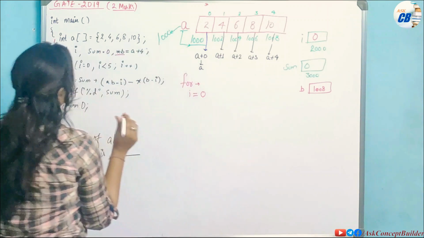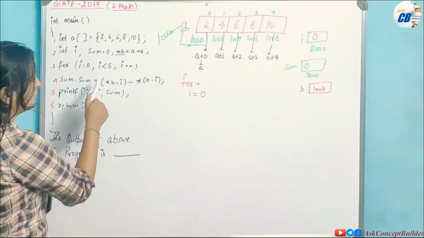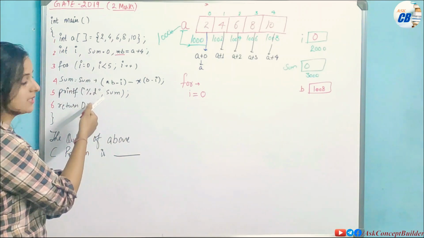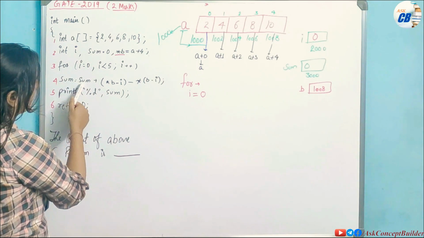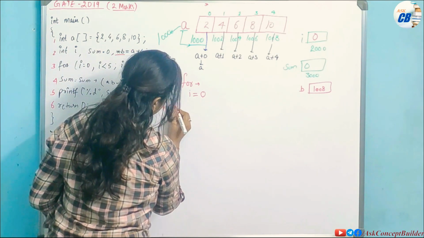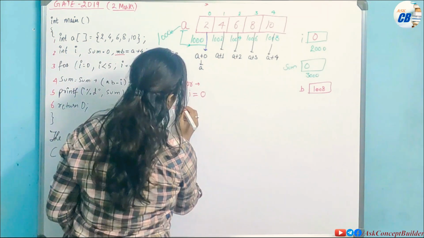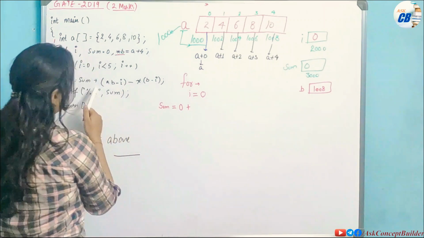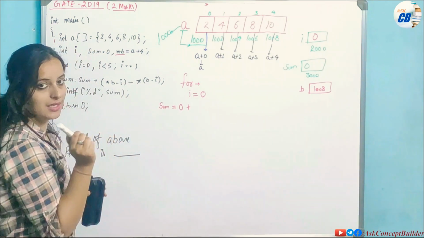Now what is the statement? I is 0, so 0 is less than 5. Then in the for you will move to the next statement. If 0 is less than 5, now what is the next statement? Sum equals sum plus, and you have to find that. Now what is your sum value? The initial sum value is 0, so sum plus, now see this is important, star of b minus I. Now what is this?